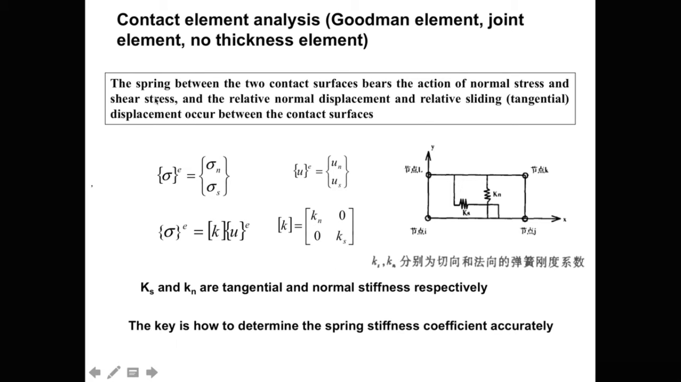And the spring between two contact surfaces bears the action of normal stress and shear stress, and the relative normal displacement and the relative sliding, which is the tangential displacement, occur between the contact surfaces. That means L and K will move horizontally relative to node I and node J.